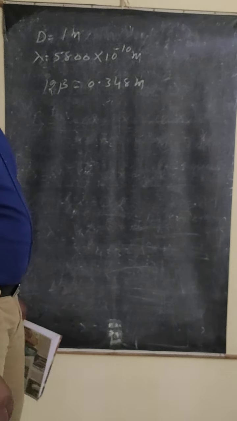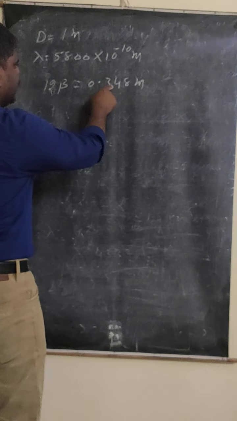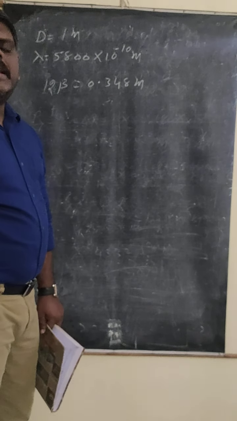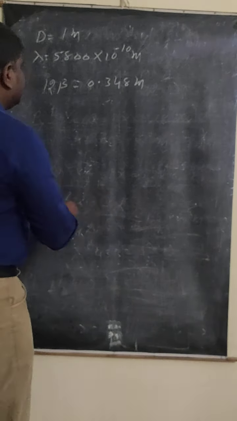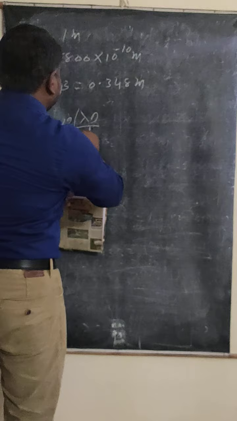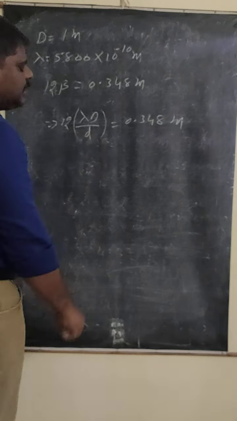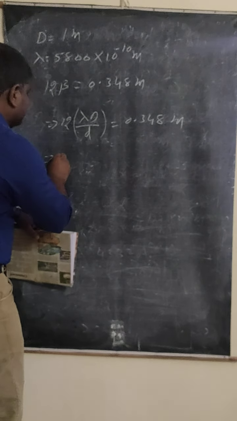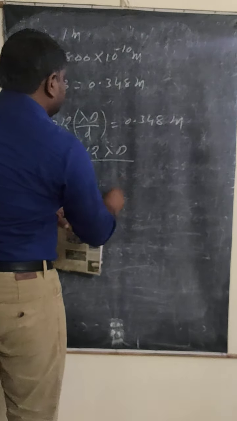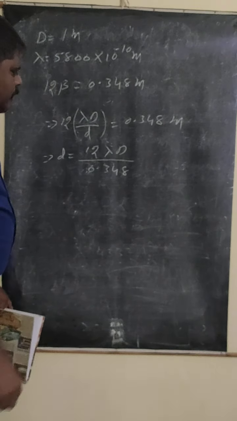Now we have to find out the simple one. So 12 beta is equal to 0.348. And what does beta represent here? The fringe width. What is the fringe width formula? Lambda into capital D by small d. So you can write 12 into lambda into capital D by small d is equal to 0.348 meters. We need to find out the small d value. So small d is equal to 12 lambda D, and 0.348 meters goes in the denominator.